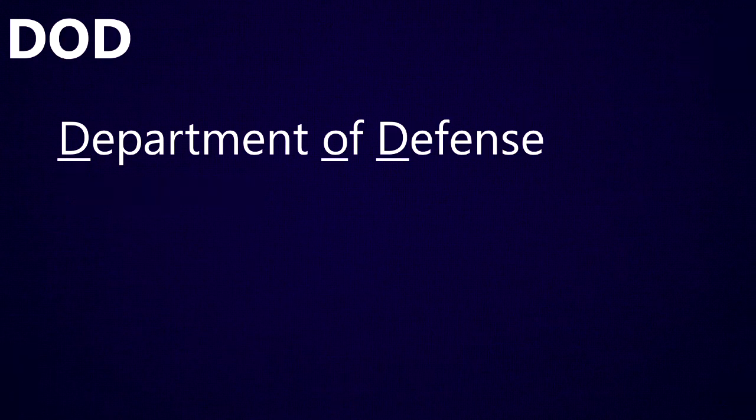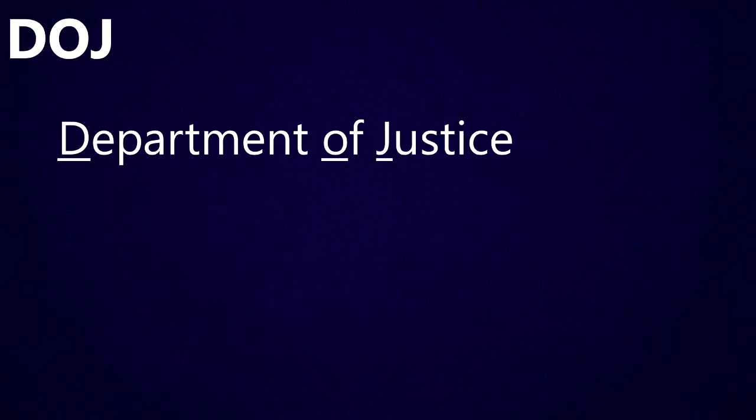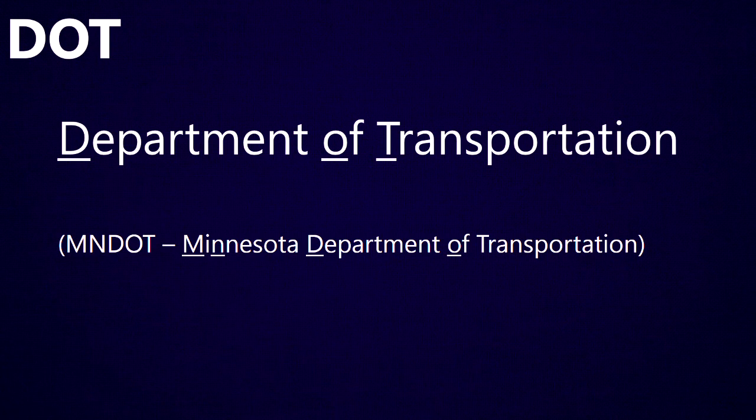The DOD, Department of Defense. Sometimes people will say D-O-D, but mostly they just say DOD. The DOJ is the Department of Justice. The DOT is the Department of Transportation. And then depending on your state, you'll have some other kind of DOT, like here in Minnesota, we could say MnDOT, which is the Minnesota Department of Transportation. The EU stands for European Union, so we would say E-U. We would say both letters. FBI for Federal Bureau of Investigation.